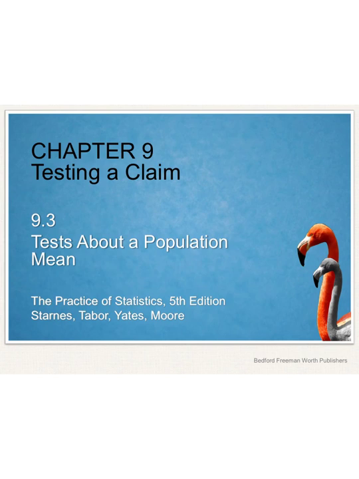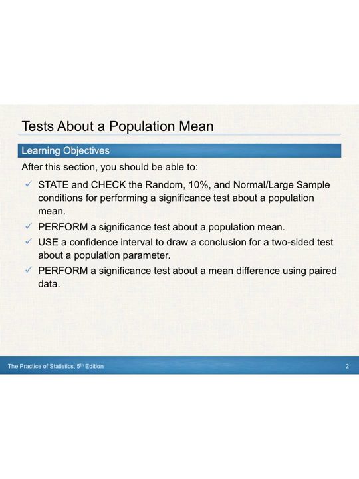Here's the second part of 9.3. Specifically, we're going to look at significance tests using a mean difference, which comes from paired data, which I will clarify.